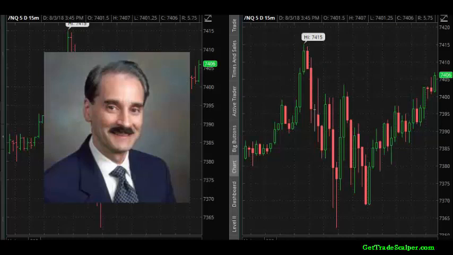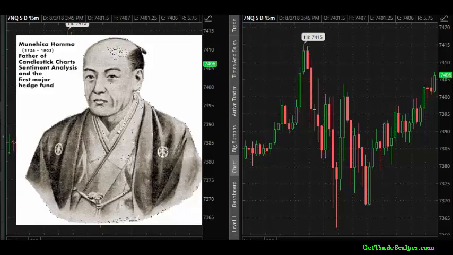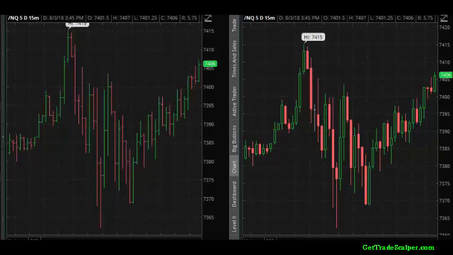According to Steve Nison, the fellow that actually brought Japanese candlesticks to the Western world, he gets the credit for exposing Mr. Homma, the Japanese trader that discovered the Japanese candles. And so that'll just give you an idea of the whys and the how-tos. But we'll get into some visual aspects of it in just a bit here.